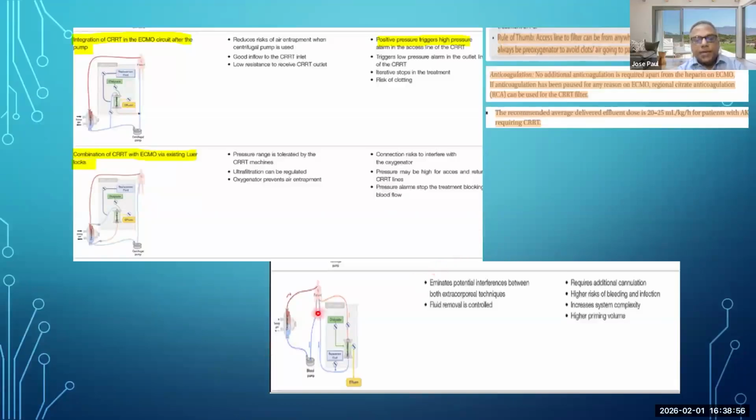Then this is a circuit diagram showing a separate CRRT as well as a separate ECMO circuit. So these are the different modalities, the different ways in which you can connect an ECMO as well as a CRRT.